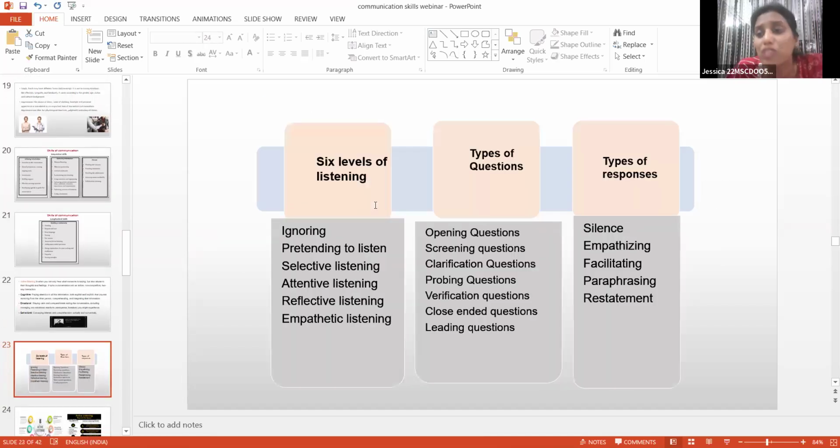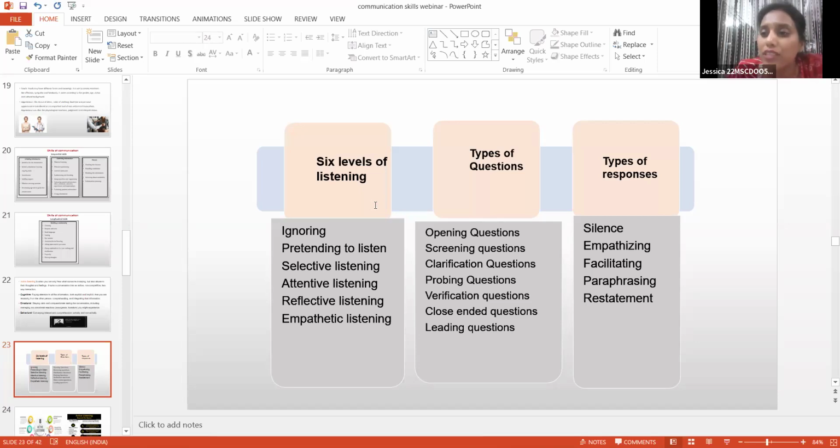Now, there are 6 levels of listening. We know that when we sit in front of the patient, it is not that we always listen. The first level is that we ignore what the patient is saying and pretend to be listening. On some busy days, that could be one of the options, where you are busy with something else, or preoccupied, or there is a psychological barrier and you are just pretending to listen.